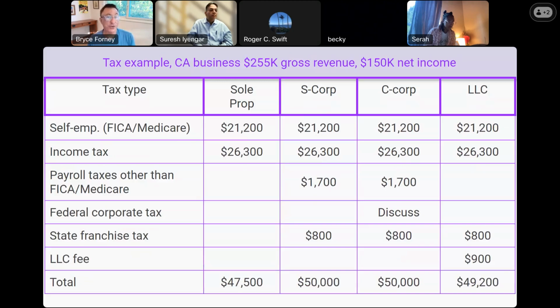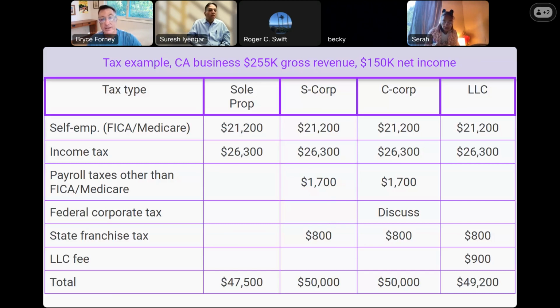So I thought, well, let's take these taxes and do an actual example so that you can see some dollars involved with a sample business. We're going to take a California business that grosses just over $250,000 and nets $150,000 in income after all expenses. So a sole proprietor is going to pay the self-employment tax and the income tax, and that's it. So 47.5 is going to be the total tax on that income.